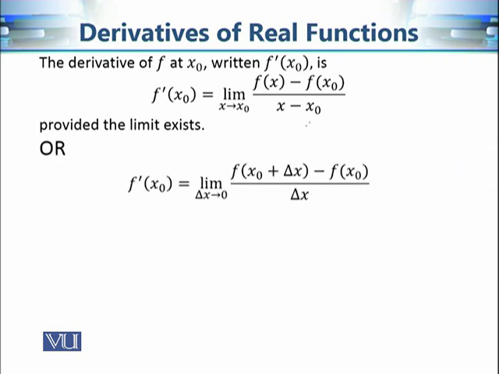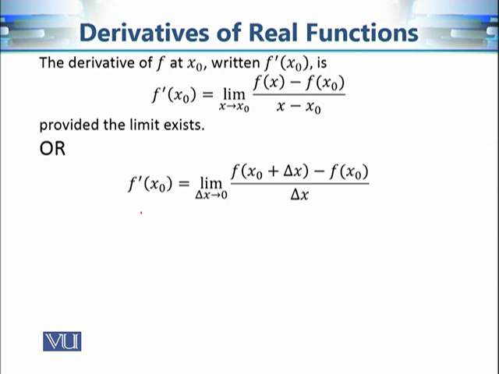Or we can define it in the following way as well. Instead of x approaching x0, we can just say that delta x approaches 0, and we have f of x0 plus delta x minus f of x0 divided by delta x. This is the derivative at point x0.